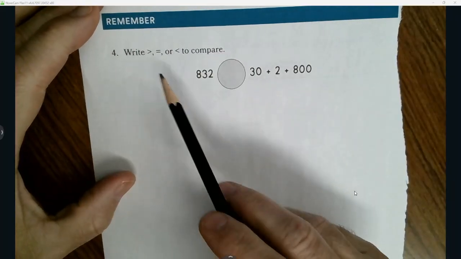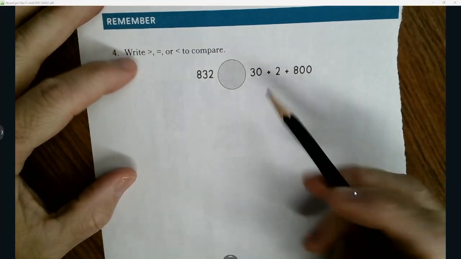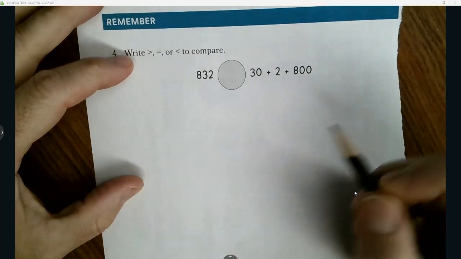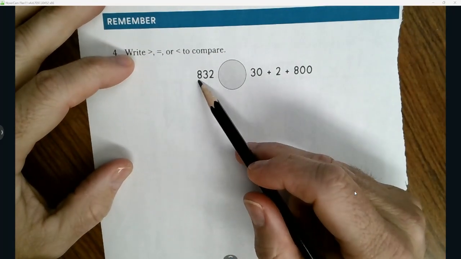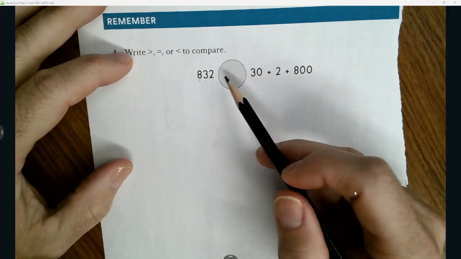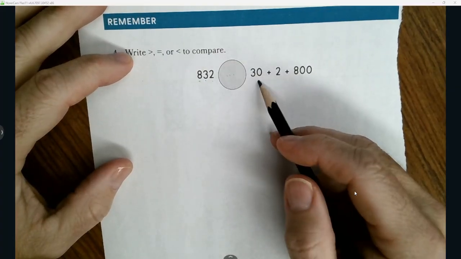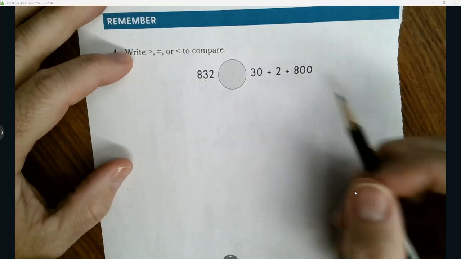We're trying to see greater than, less than, or equal to. Remember, the mouth eats the bigger one. I always put teeth in there to eat the bigger one. So let's look. We have 832. Is that greater than, less than, or equal to 30 plus 2 plus 800?